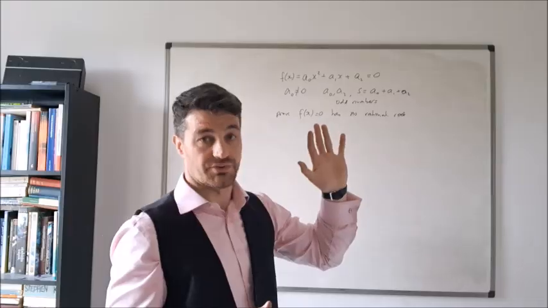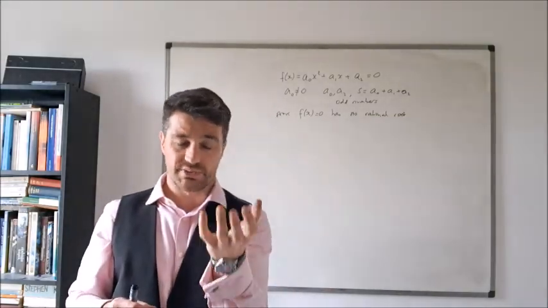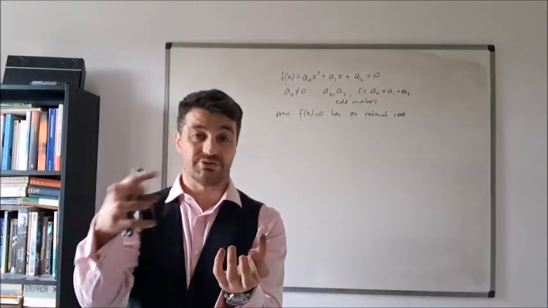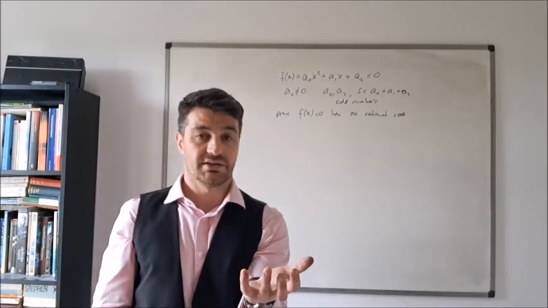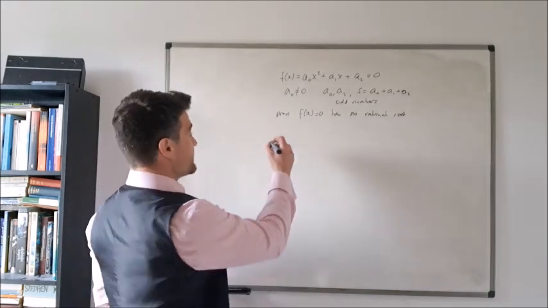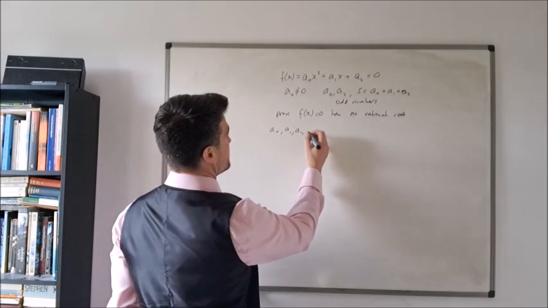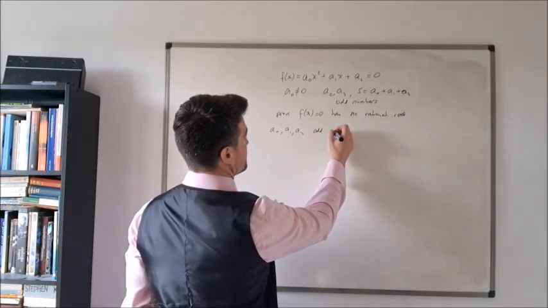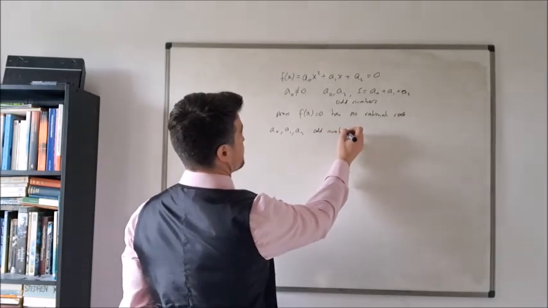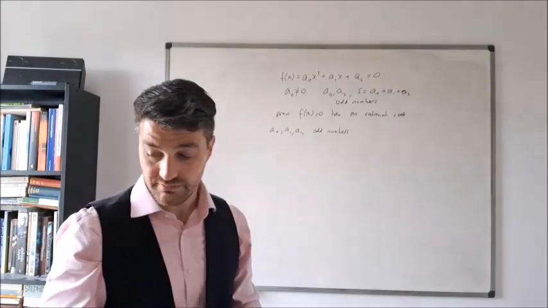But we know that S is an odd number. So the only way that we can add something to an even number and get an odd number is to add an odd number. So that means that A1 must be an odd number as well. So we've got A0, A1, and A2 are odd numbers, and that's potentially going to be quite useful to us.